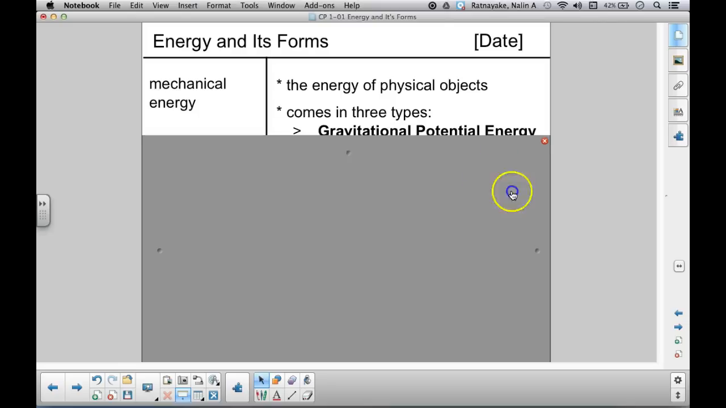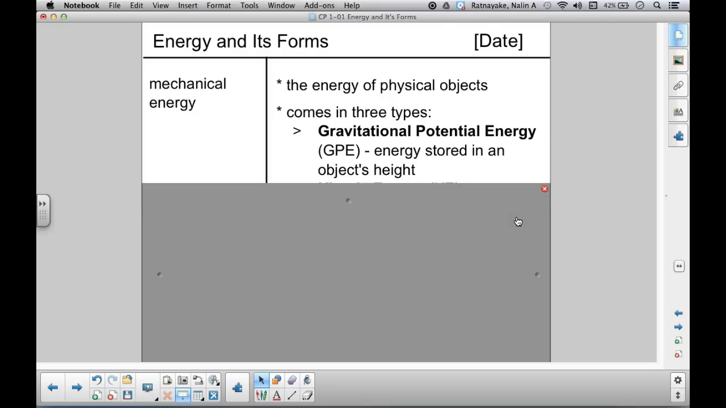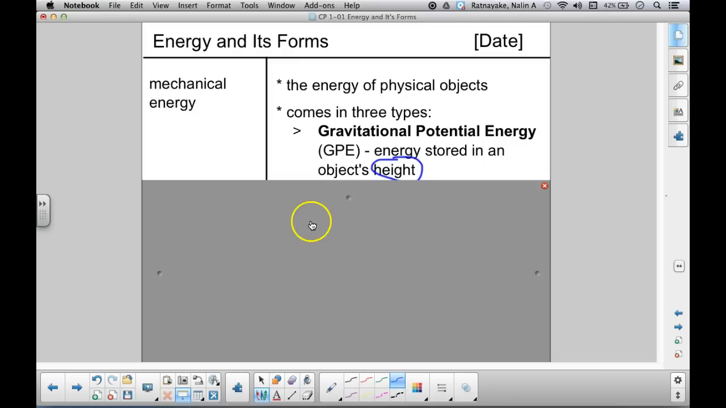And it comes in three types. The first kind is called gravitational potential energy. In middle school, you probably saw this as just potential energy, PE. We're going to be very specific here at our current level and call it gravitational potential energy, because there are many different kinds of potential energy, and I'm going to show you another one in just a minute. But gravitational potential energy is energy that is stored in an object's height. So the higher up something is in a gravitational field, the more gravitational potential energy it's going to have.